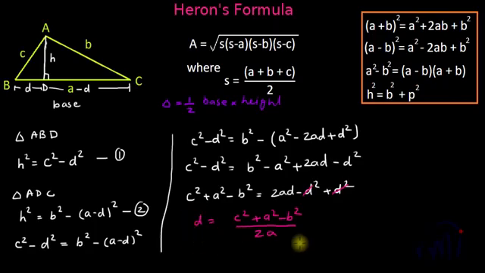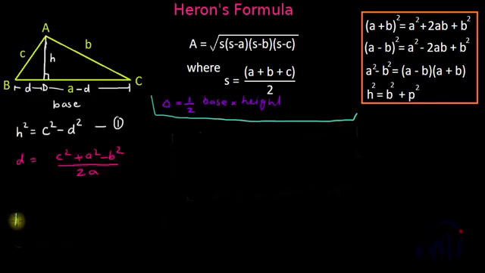So we have got the value of d, and now if we substitute this value of d in equation number 1, we can find the value of h square, and after taking the square root of that expression, we can find the value of h. So let's do that. From here, h square can be written as c square minus the square of this, so square of (c square plus a square minus b square) divided by 2a.